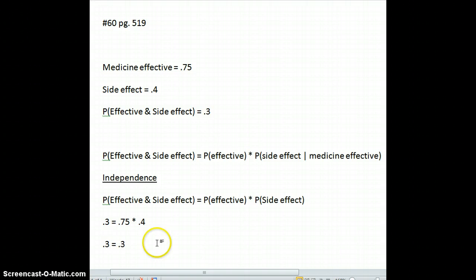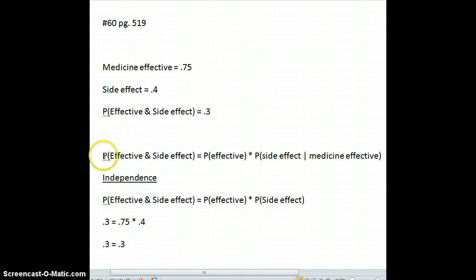So because the probability of both of them happening is equal to the probability of each of them just multiplied together, that proves independence. So these events are independent.